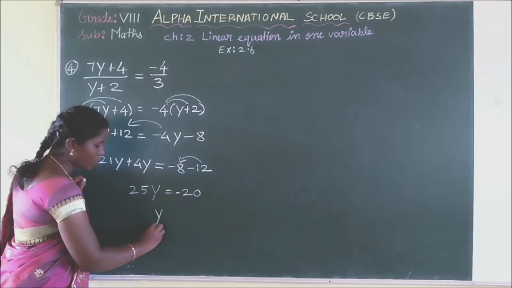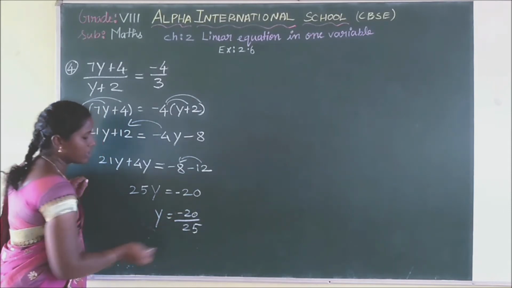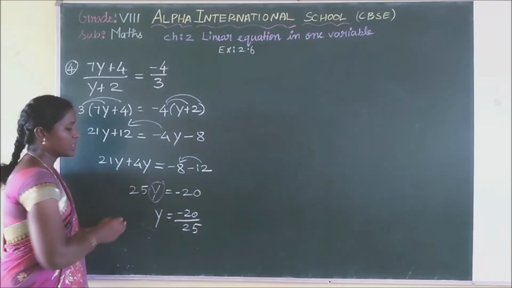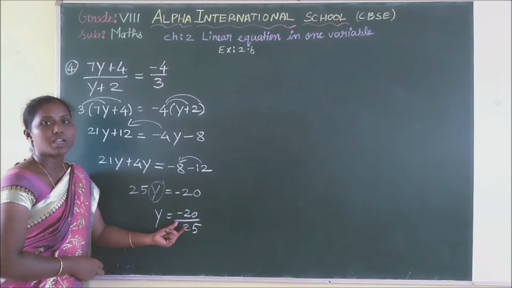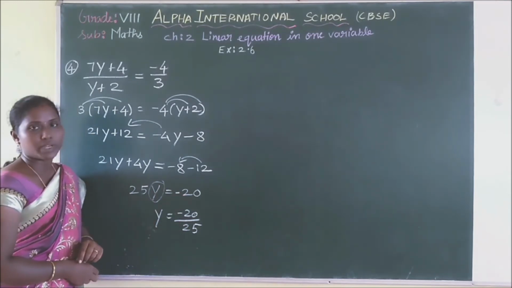So what is the value of y? y is equal to minus 20 by 25. Here, I want only the value of y. 25 is written under multiplication. When it goes to the other side of the equation, it comes under division. So y is equal to minus 20 by 25.